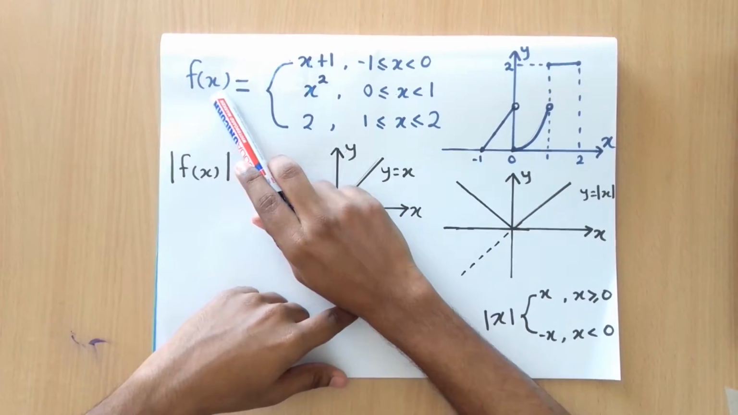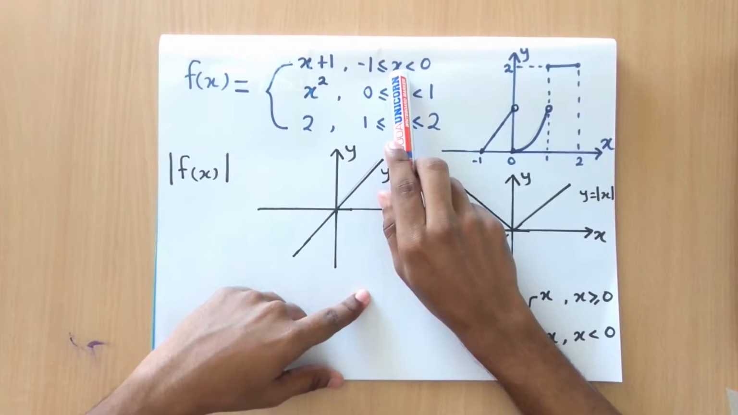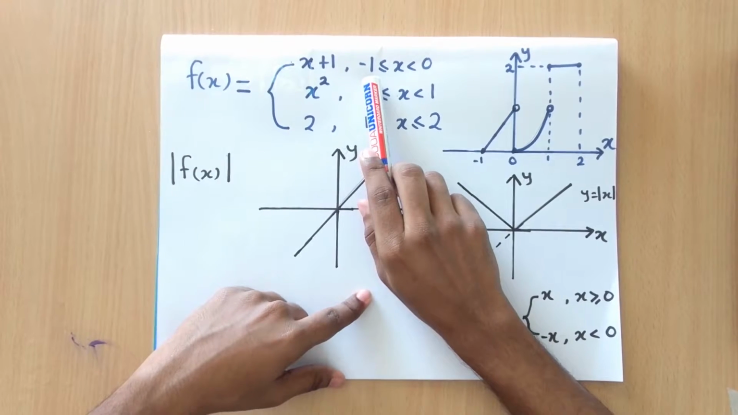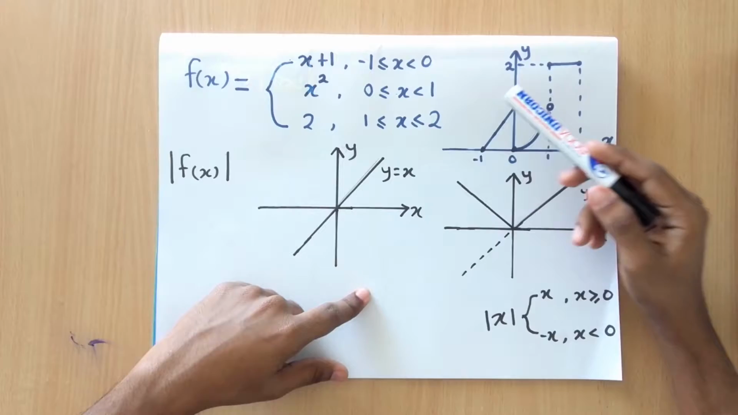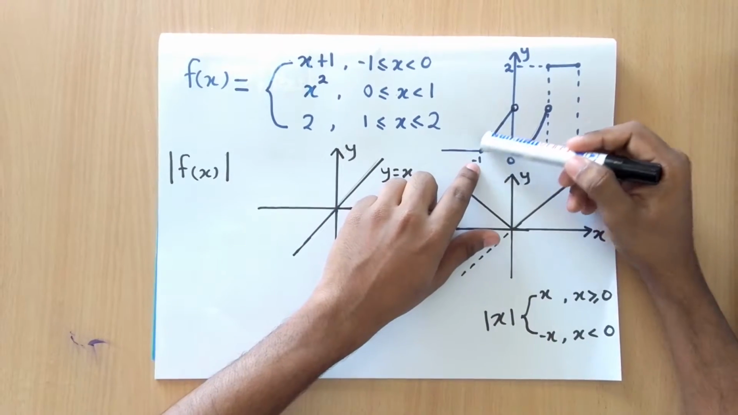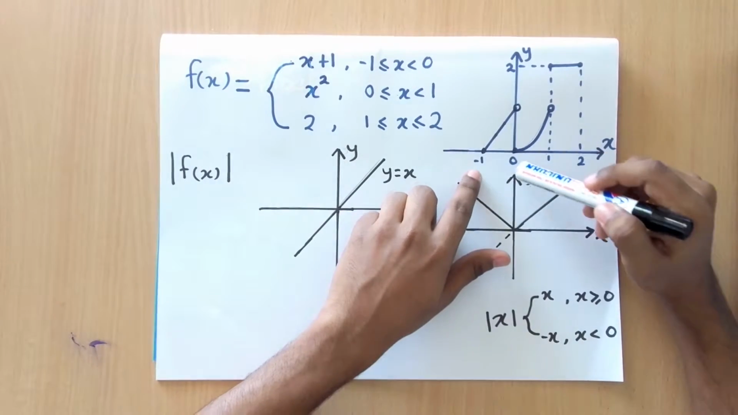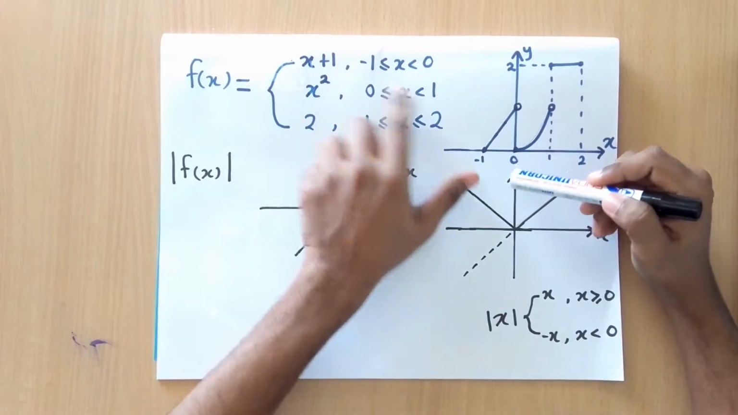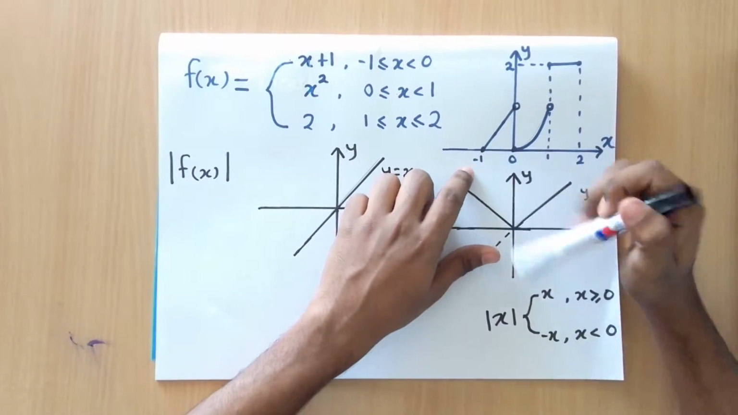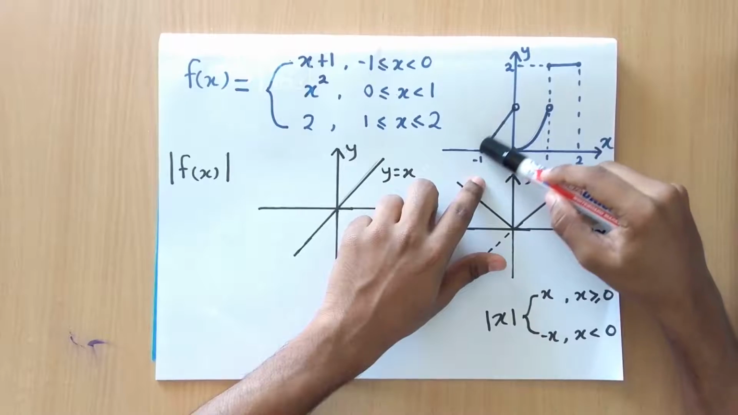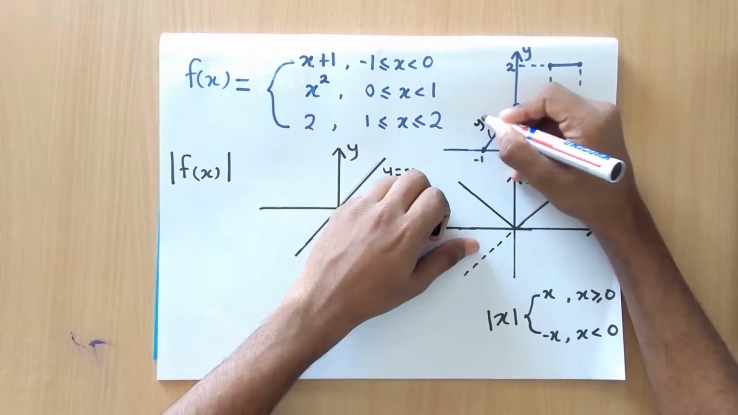Consider the function f(x) equals x plus 1 when x is greater than or equal to minus 1 and less than 0. This can be sketched onto a graph as shown here. We don't extend the line beyond these two parameters, minus 1 and 0, because that's the condition of x. So this would be y. This line is y equals x plus 1.